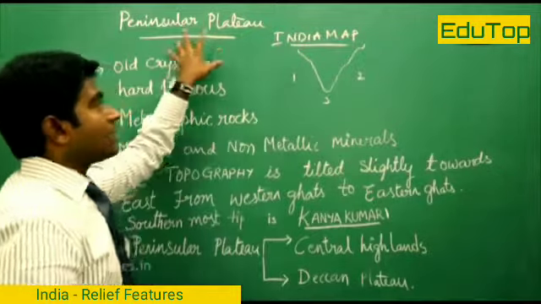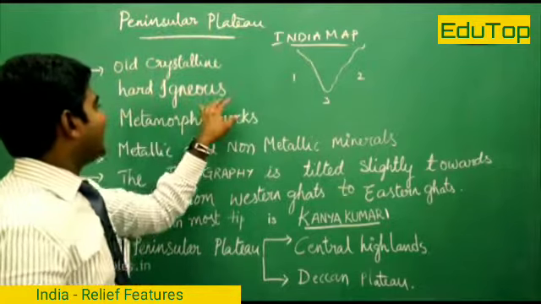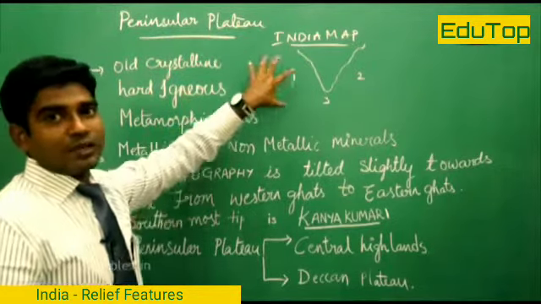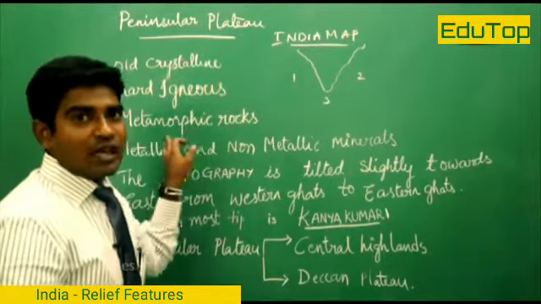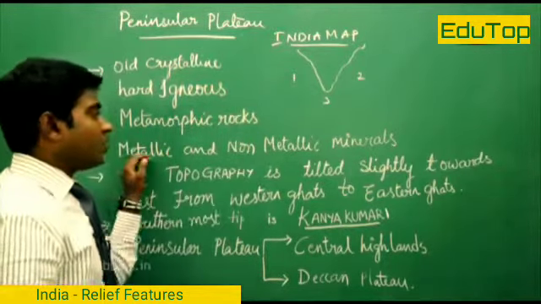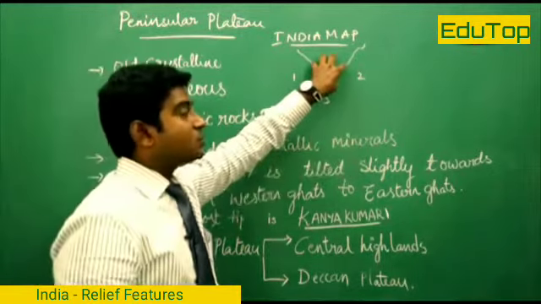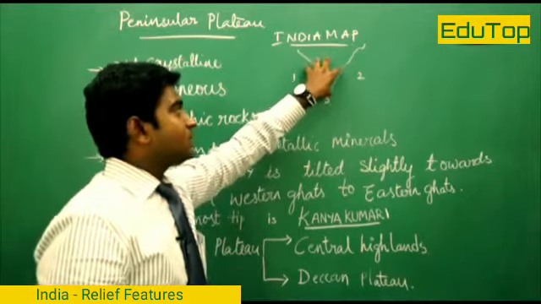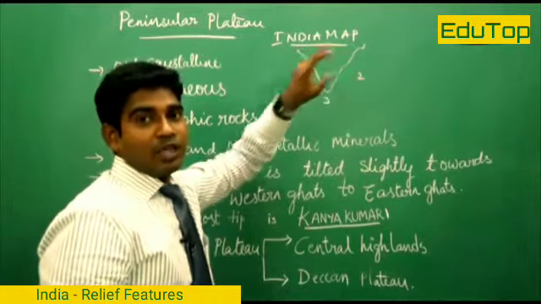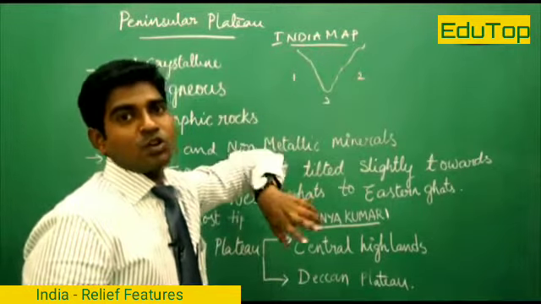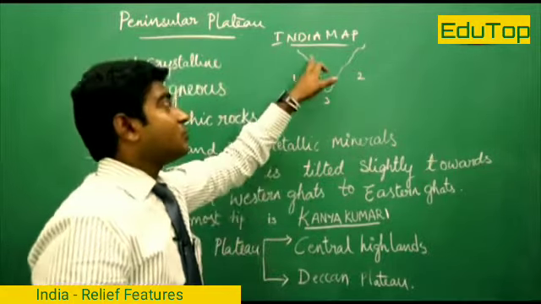So it is called a peninsular land, and it consists of old crystalline, hard igneous and metamorphic rocks. The major rocks found in this region are old crystalline rocks, hard igneous rocks and metamorphic rocks. We also find a large amount of metallic and non-metallic minerals in this peninsular plateau region. That is why this region is very important. We are talking about the region in the southern part of the Indo-Gangetic plain. We have discussed the Himalayas and the Indo-Gangetic plain, and now we are moving on to the southern part of the Indo-Gangetic plain, that is the peninsular plateau.